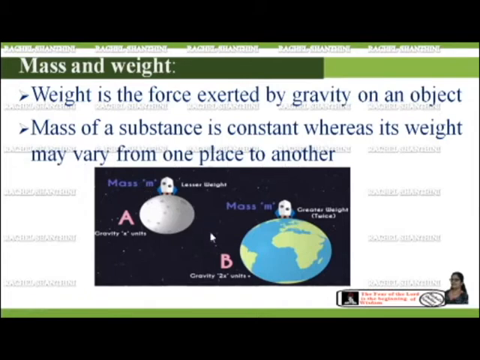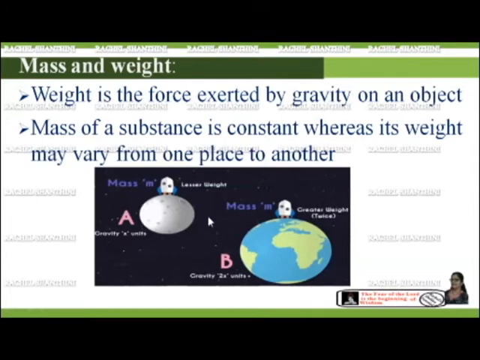Let us consider a situation. When we place an object like this on earth and find out its mass, and if we place that same object on the moon and find out its mass, will it be the same? Yes, the mass will be the same in both cases, because mass is nothing but the amount of matter present in that object. But weight is the measure of the gravitational pull on an object.